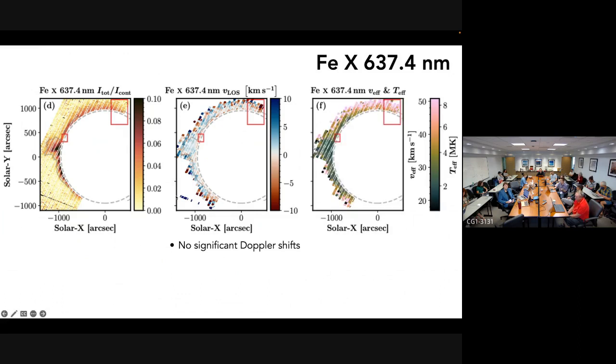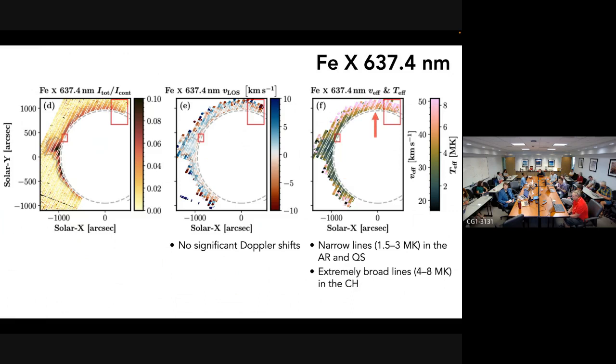And for the line widths, similarly, in those closed field regions like the active region and the quiet zone regions below the streamer, we found narrower lines. But in the coronal hole, everybody knows the lines are really broad. If you calculate the effective temperature, it is 4 to 8 million degrees, which means there should be some significant non-thermal broadening or preferential heating of these ions.